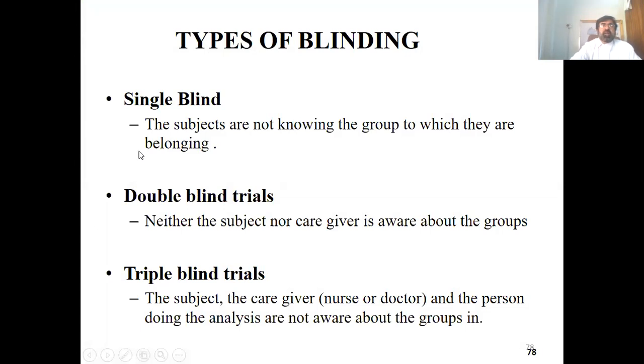Types of blinding: single blind, the subjects do not know the group to which they belong. Double blind trials, neither the subjects nor the caregivers are aware of the groups. And triple blind trials, the subject, the caregivers, the doctors, and the person doing the analysis are not aware of the groups.